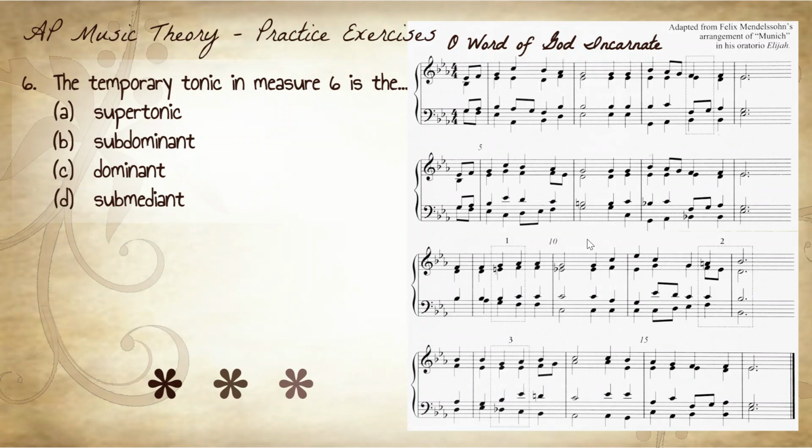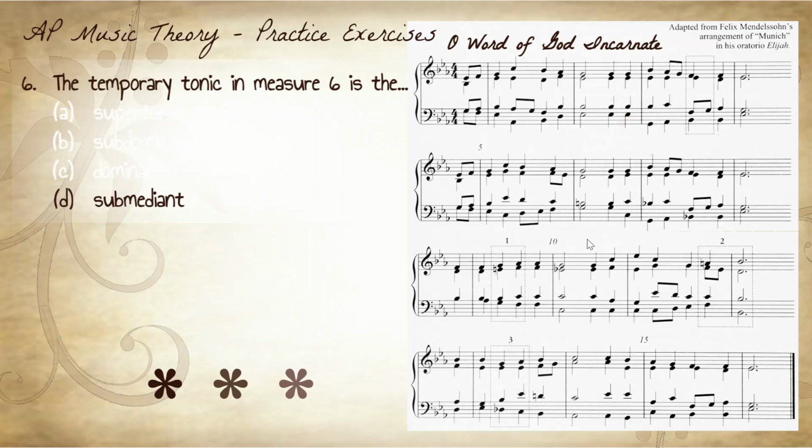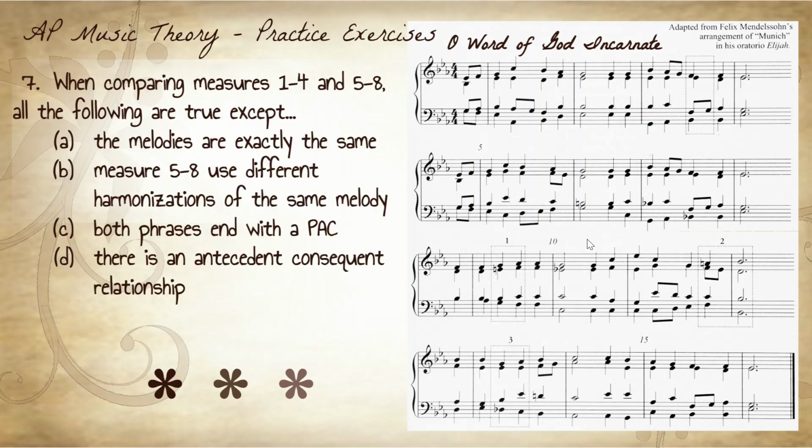Question 6. The temporary tonic in measure 6 is A, supertonic, B, subdominant, C, dominant, or D, submediant. Correct answer is D. The temporary tonic is C, E flat, G, the submediant.